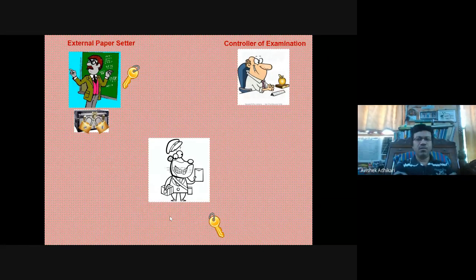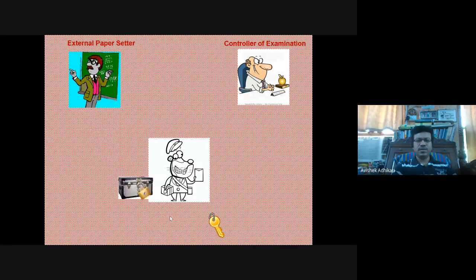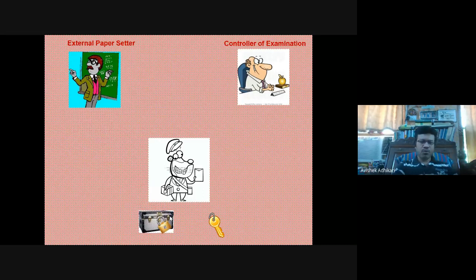Now what will the external paper setter understand? The external paper setter will understand that it has come from the controller of examination. So he is going to open this lock and key and give it back to the postman. Now the postman has the key for this lock.